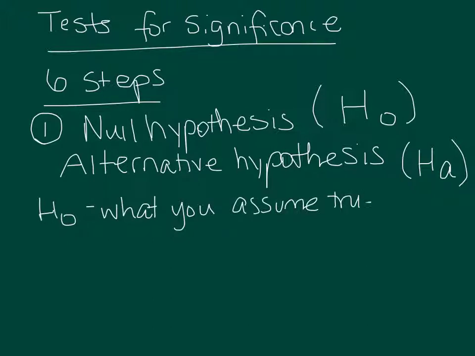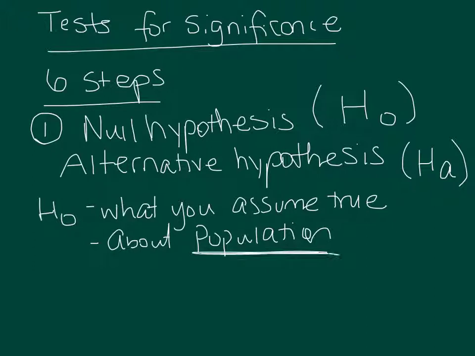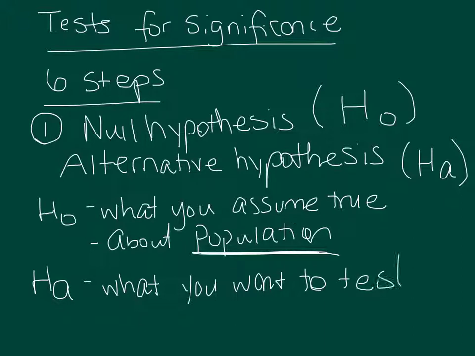So I think about the population, and this is always about the population, never about the sample. We don't need to assume something about a sample because we can always test the sample and know exactly what it is or what it isn't. So it's always about the population, and then HA is what you want to test. Do you want to test if it's different, greater, smaller, or whatever? And again, that's still about the population, and it's related to H naught.